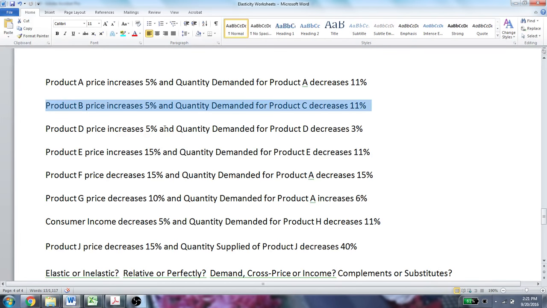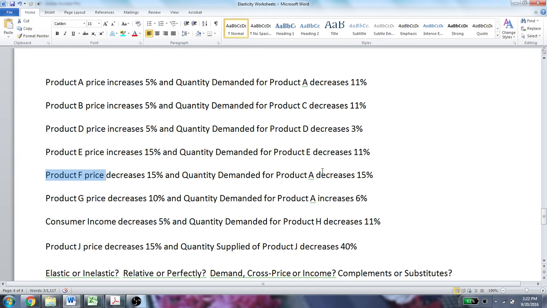Product D, price increases 5, quantity demanded for Product D decreases 3. We'd say that's demand inelastic, relatively. Product E, and product E, increase in price was 15, decrease was 11. That's an inelastic, demand, relative.